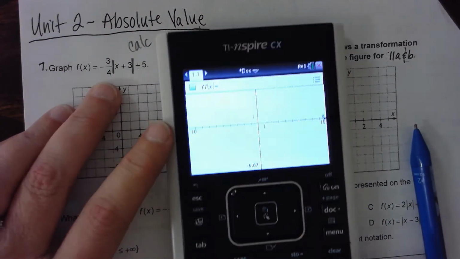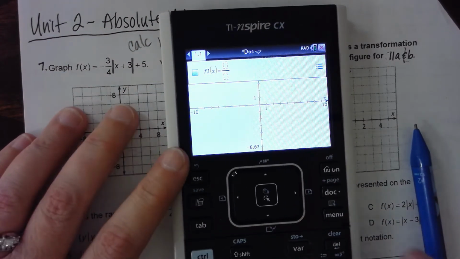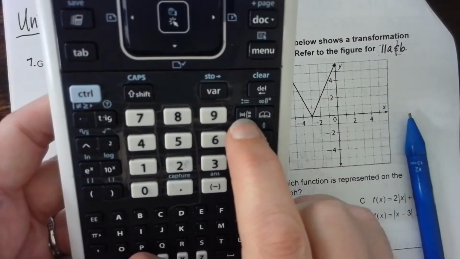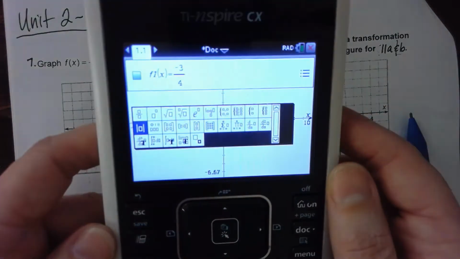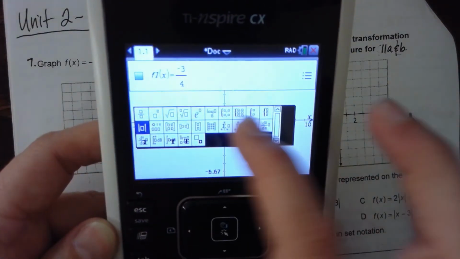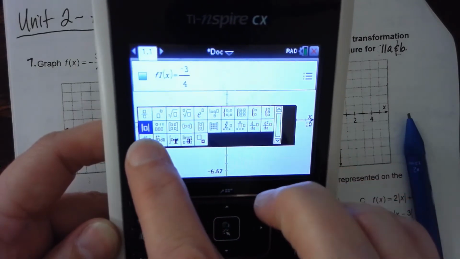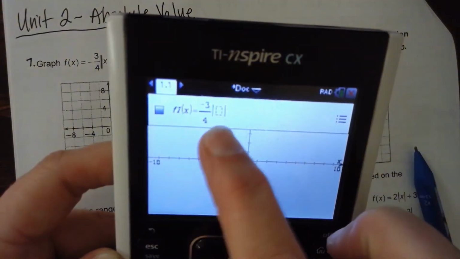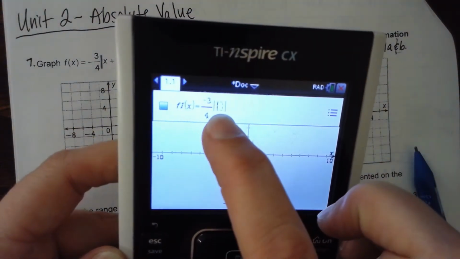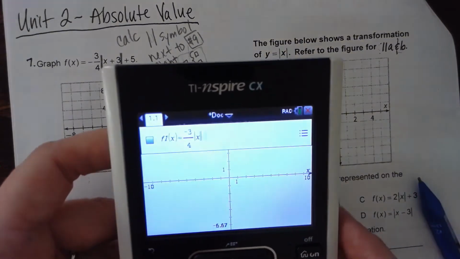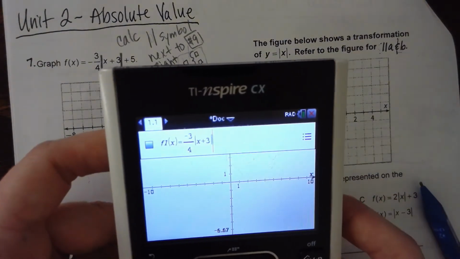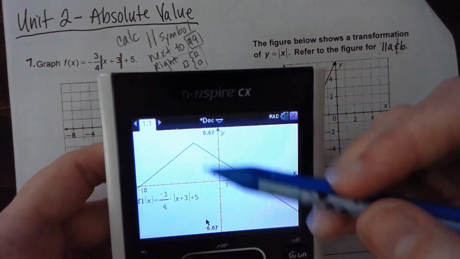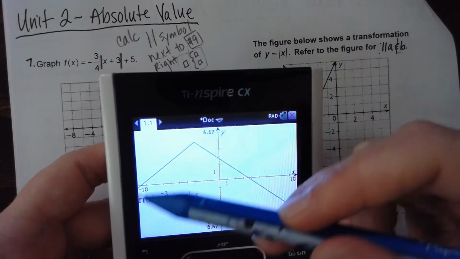I'll show you. I'm going to put in the fraction for the -3/4, and then push this button right here beside the 9. When you do that, this whole big menu comes up, and we're going to do this one that's already highlighted because I've been using it today. You just hit enter, and it gives you those absolute value symbols, with the inside where you can type the x plus 3, and then go to the outside and do the plus 5.